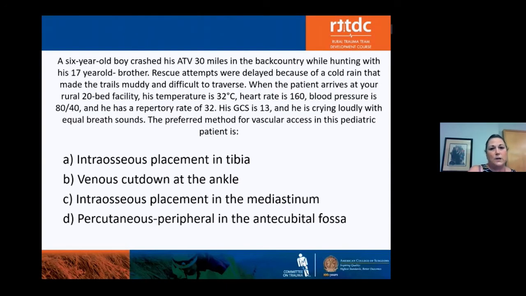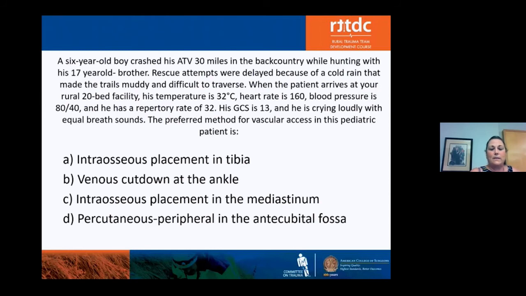Okay, a 6-year-old boy crashed his ATV 30 miles in the backcountry while hunting with his 17-year-old brother. Rescue attempts were delayed because of cold rain that made the trails muddy and difficult to traverse. When the patient arrives at your rural 20-bed facility, his temperature is 32 degrees Celsius. His heart rate is 160. His blood pressure is 80/40, and he has a respiratory rate of 32. His Glasgow Coma score is 13, and he is crying loudly with equal breath sounds.